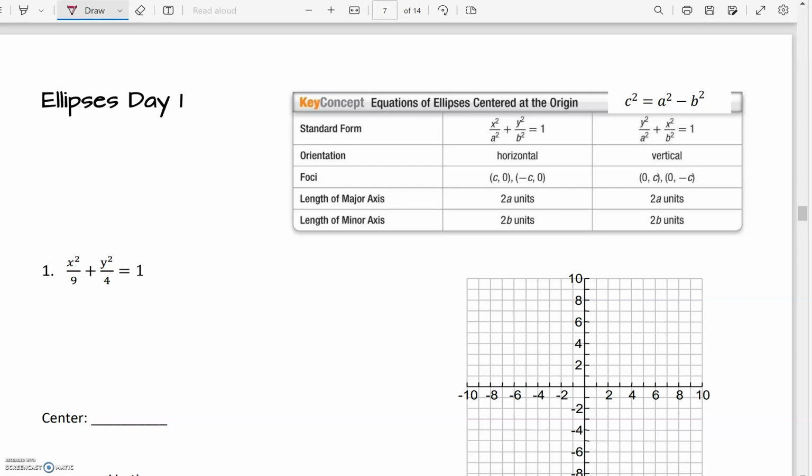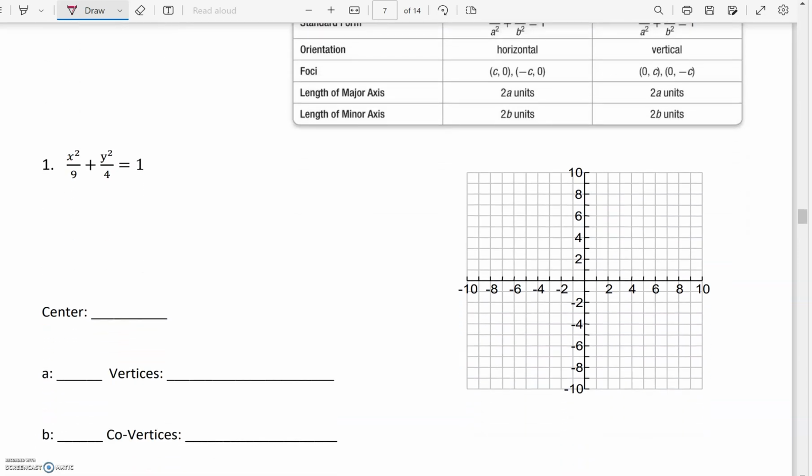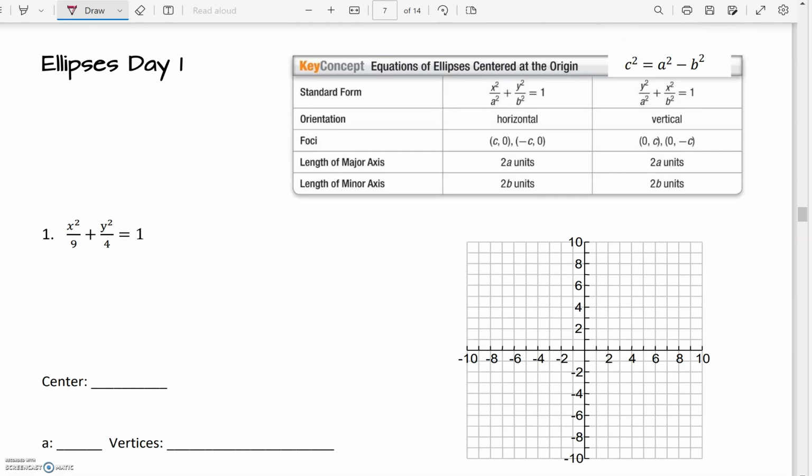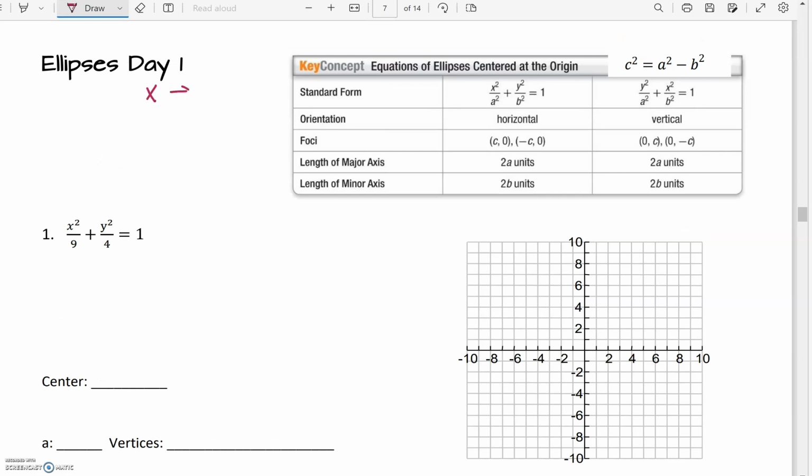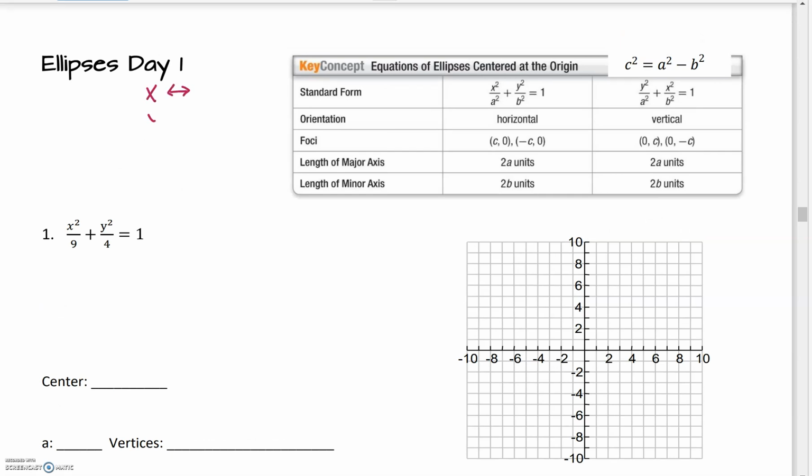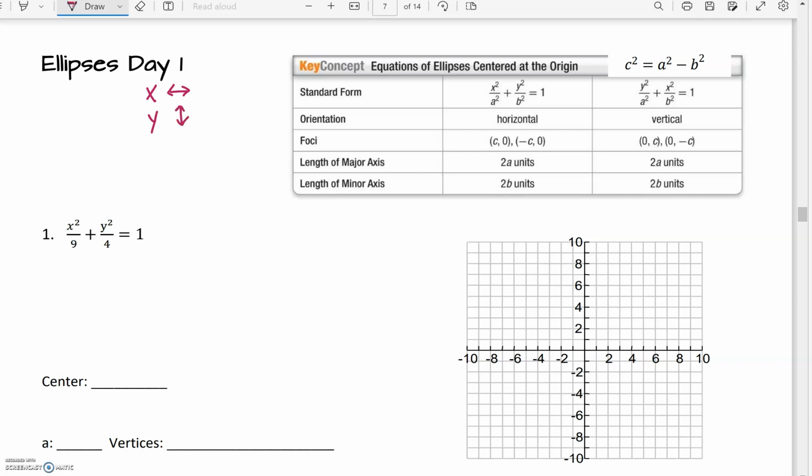In this lesson, we're going to talk about ellipses, and we have our equations up here. We have our horizontal and we have our vertical. Notice that for our horizontal, we have our x squared first, and for our vertical, we have our y squared first. Notice the a's and the b's do not move. On this one, remember that our x is going to go left and right, and our y is going to go up and down.